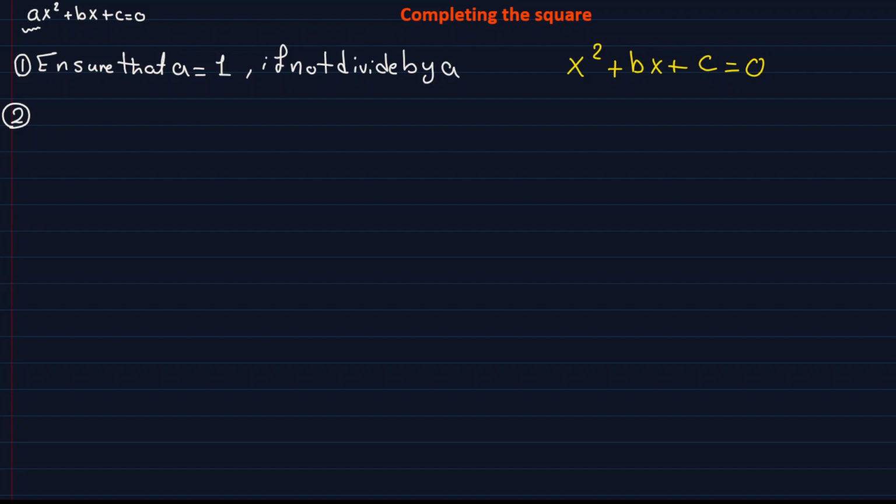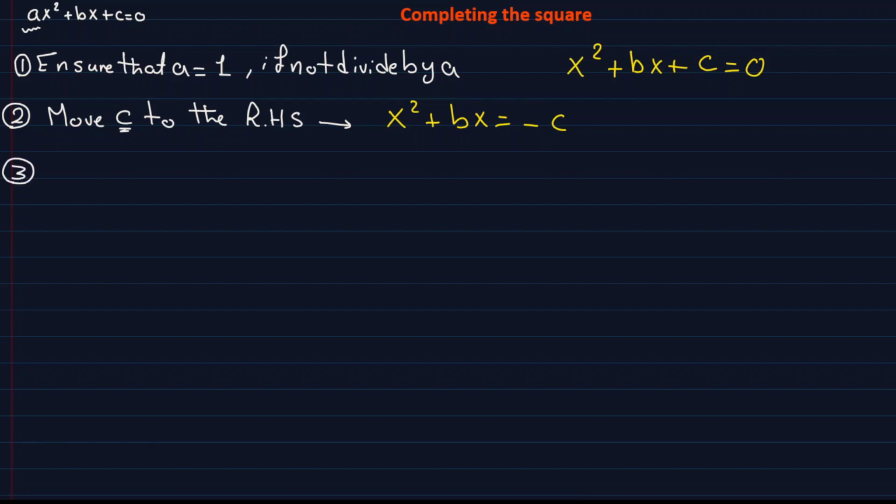Step 2, move the constant to the other side. So we will move the constant, our c, to the right hand side of the equation. So the equation now will become x squared plus bx equal to negative c.